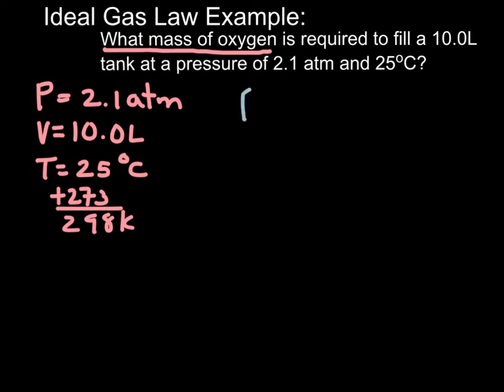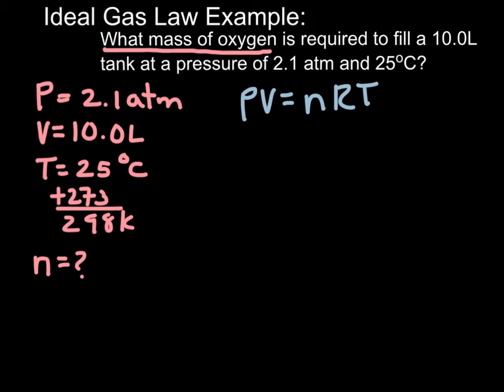So we're going to start out with the equation PV equals nRT. This is the equation for the ideal gas law. We're looking for mass, okay? In fact, that tells us over here on our list that we don't know what N is because we need moles first in order to get to mass.